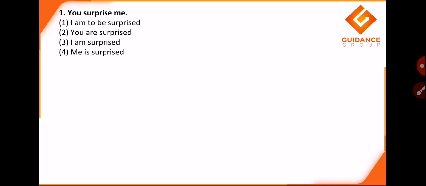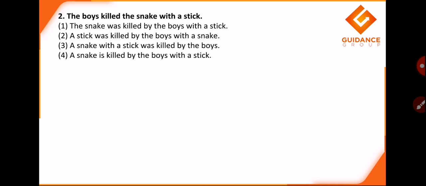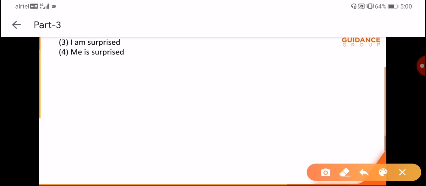In this case, we see: you surprise me. Now, this has to be changed in some other form of sentence. We know that object changes to subject in case of passive voice and subject changes to object. Now, you surprise me. So in this case, me happens to be the object, and then this becomes the subject. So it will be I. So my answer will start with I.